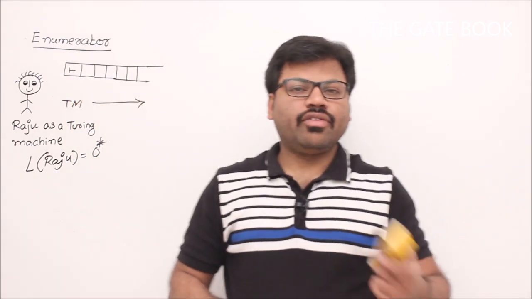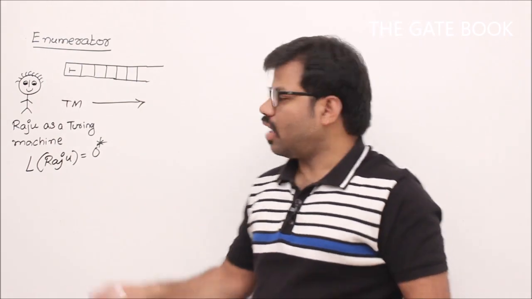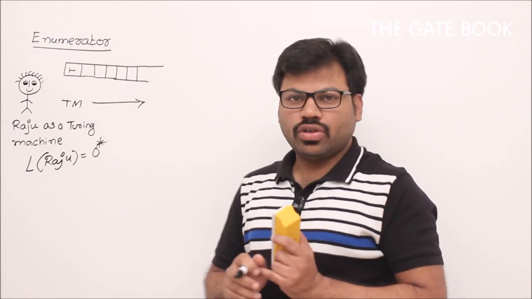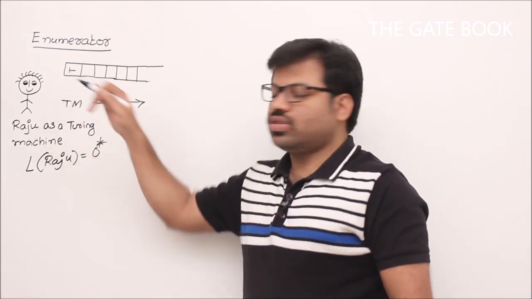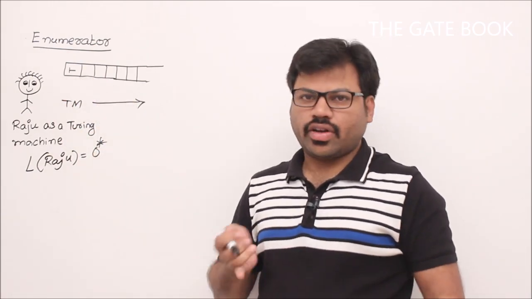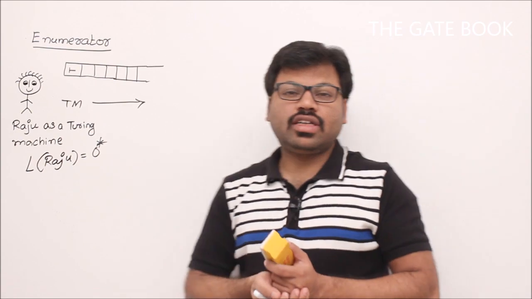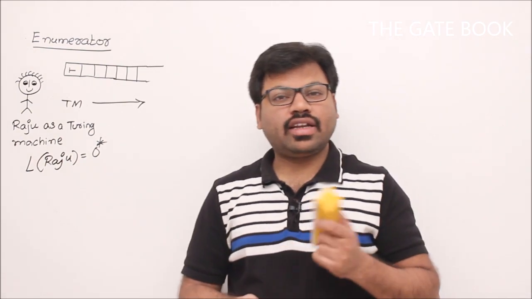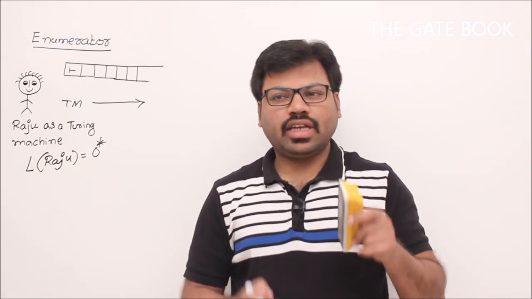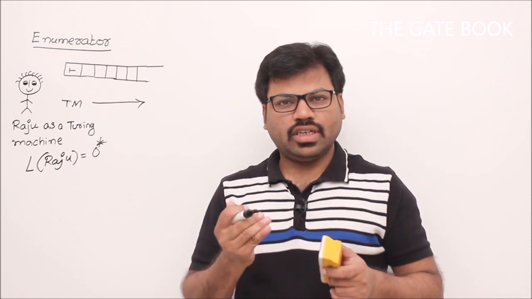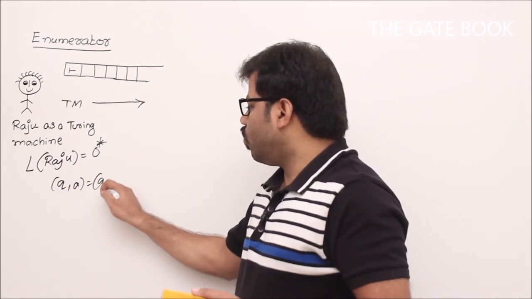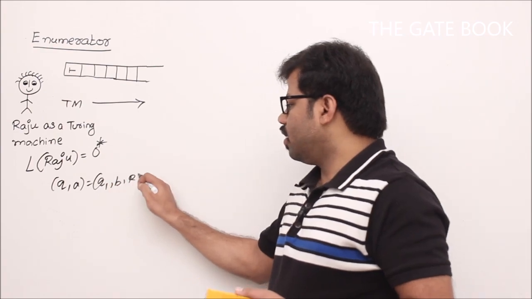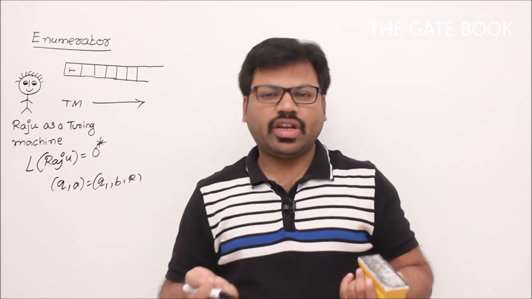But we know that for every Turing machine there is a generator, but Raju is not accepting. What we have to do is teach him a lesson and prove that for Raju's Turing machine also there is a generator. Now remember one thing. What are the similarities between a generator and a Turing machine? If you can write code in a Turing machine, like Q0, A, Q1, comma B comma write, then the same thing we can do in an enumerator also.